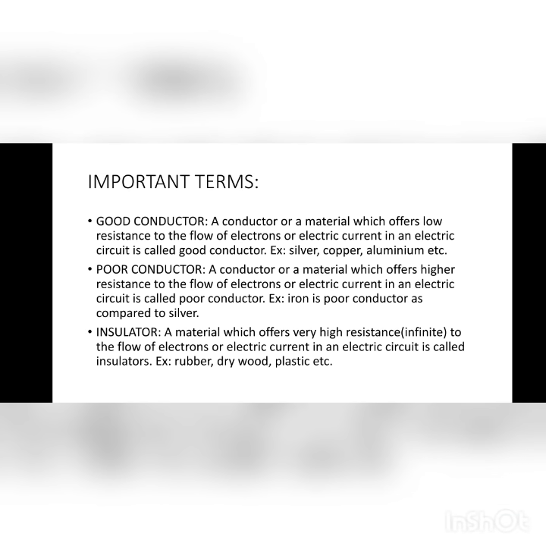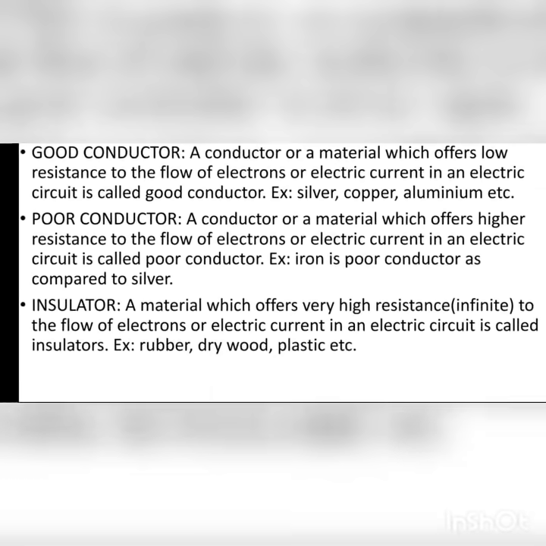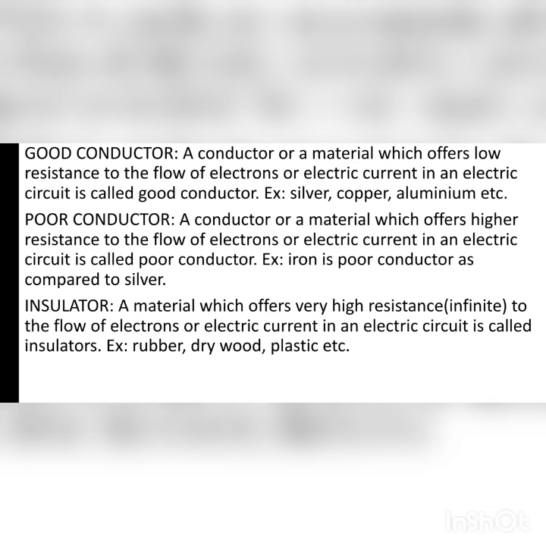Now there are some terms. You are aware of these 3 terms: good conductor, poor conductor, and insulator. Let us revise. A good conductor is a conductor which offers very low resistance to the flow of current. They allow current to flow easily through them. So that material is known as a good conductor. Example, silver is the best conductor. Then after that, copper, aluminium.